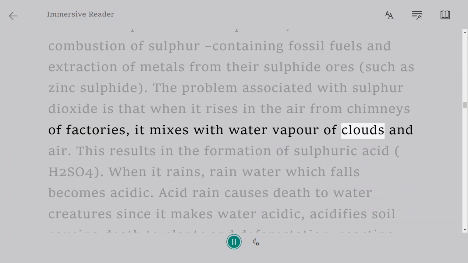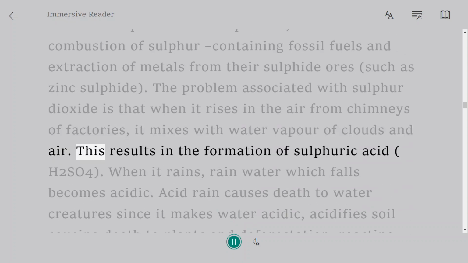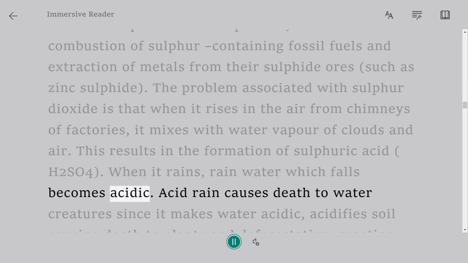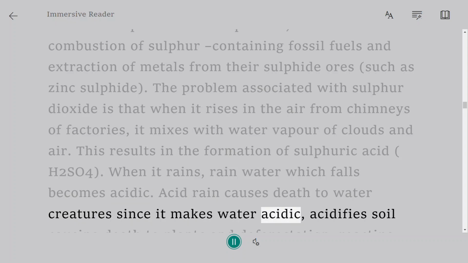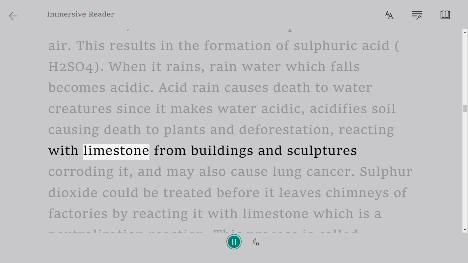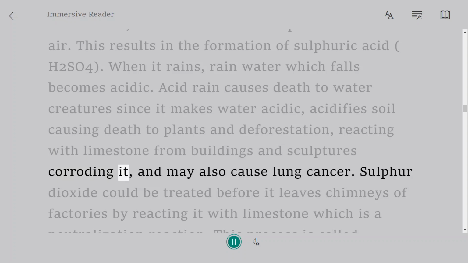with water vapor of clouds and air. This results in the formation of sulfuric acid, H2SO4. When it rains, rainwater which falls becomes acidic. Acid rain causes death to water creatures since it makes water acidic, acidifies soil, causing death to plants and deforestation, reacting with limestone from buildings and sculptures, corroding it, and may also cause lung cancer.